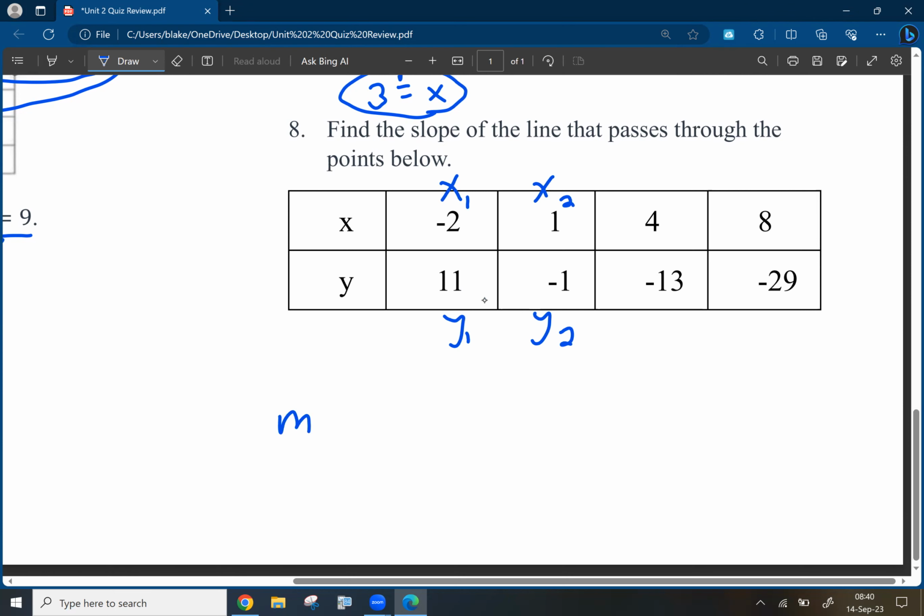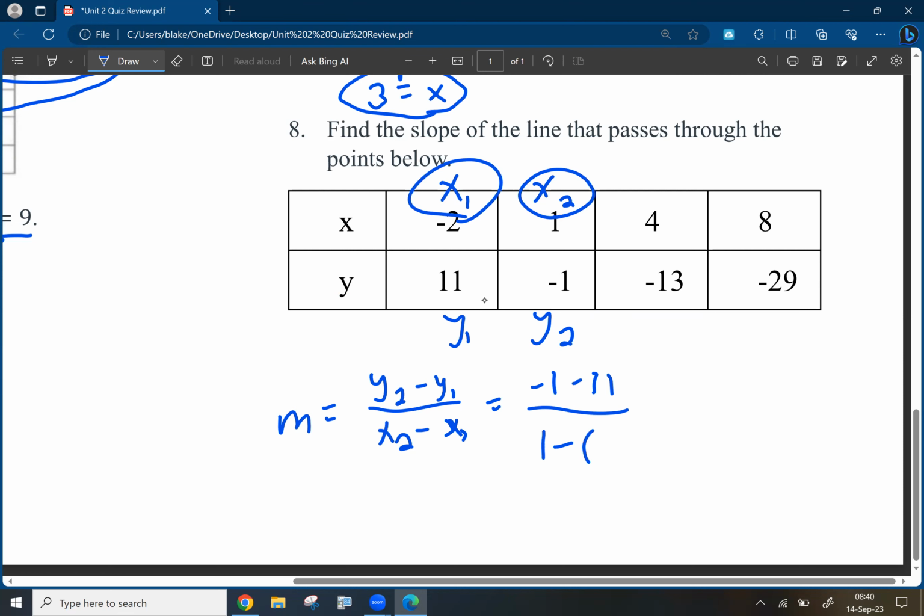So our slope formula, remember, is y2 minus y1 on top and x2 minus x1 on bottom. Don't forget that the x's are on the bottom, the y's are on the top. So y2 minus y1 is -1 minus 11. And then x2 minus x1 is 1 minus -2. Oh, that was x2. Hold on. I erased these. I didn't want to erase them. There you go. All right, so let's evaluate.